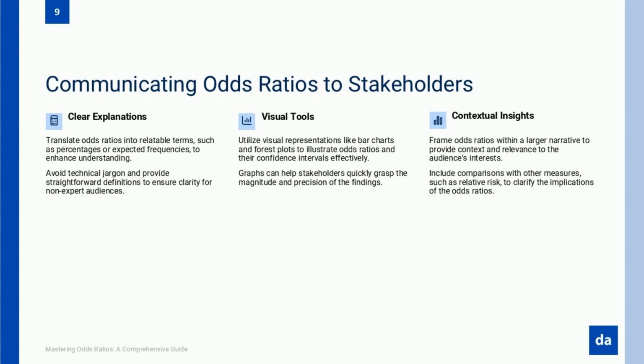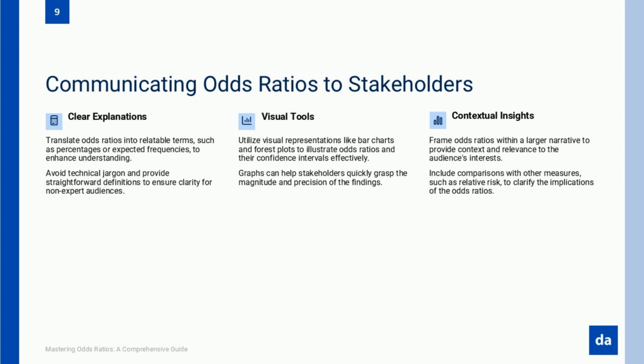This might include explaining the population studied, the baseline risk, or other relevant factors that can help stakeholders understand the broader implications of the results. By framing the odds ratios within a larger narrative, you can enhance understanding and facilitate more meaningful discussions.